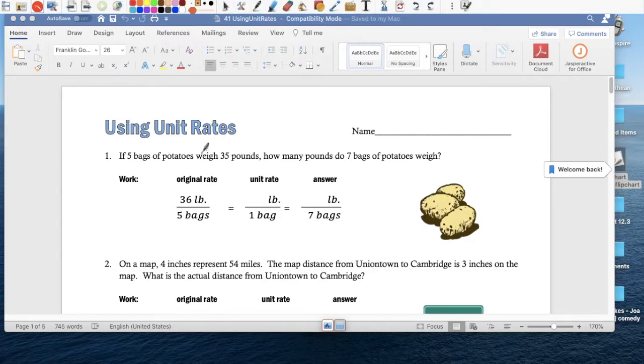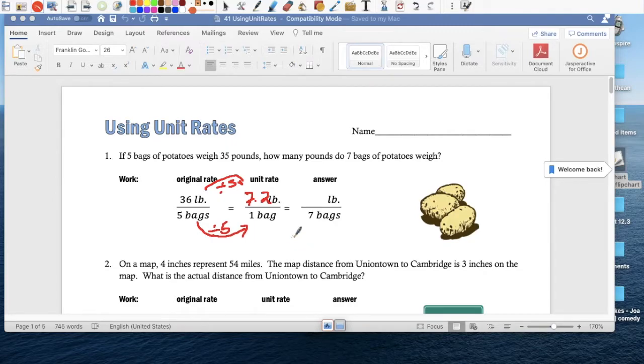Okay, here we go. 5 bags of potatoes, 35 pounds. How much does 7 bags of potatoes weigh? So look what they did. 36 pounds over 5 bags, right? So we write this information as a ratio, as a fraction. And here, let's change it to unit rate. So we're going to divide by 5, and up here, divide by 5. So 36 divided by 5 is 7.2. So each bag of potatoes weighs 7.2 pounds.